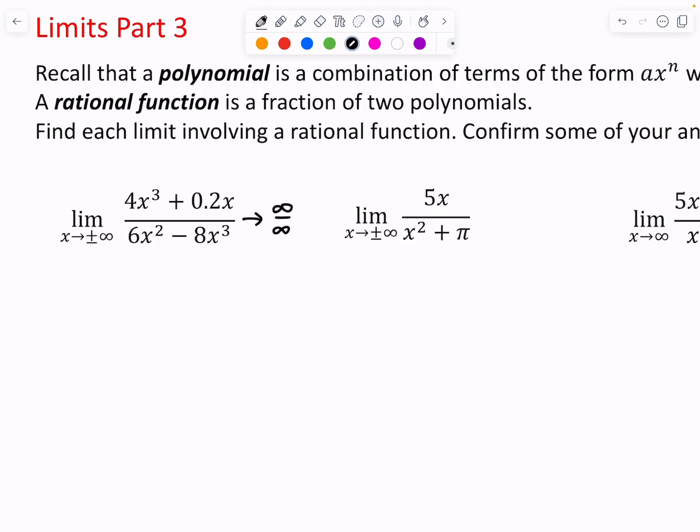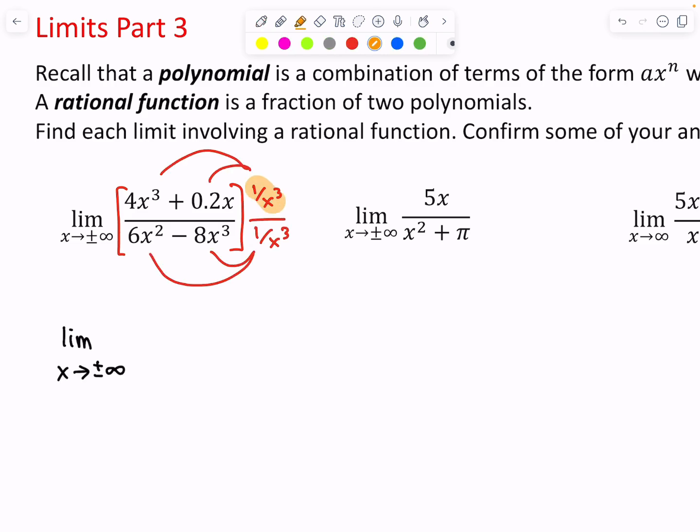The way to determine the limit of this rational function, as x goes to either infinity or negative infinity, is to manipulate it algebraically. Identify the degree of the denominator, degree 3. Then we're going to multiply this rational function, top and bottom, by 1 over x to that degree, so 1 over x cubed, and then distribute. Now 1 over x cubed times 4x cubed will just become 4. 1 over x cubed times 0.2x, some x's will simplify, and we'll get 0.2 over x squared. Now we'll do 1 over x cubed times 6x squared. That will give me 6 over x after simplifying. And then finally 1 over x cubed times negative 8x cubed will give me negative 8.